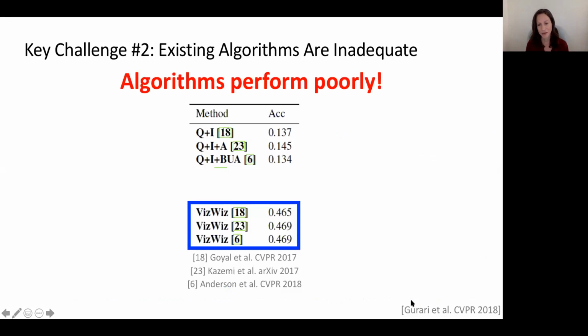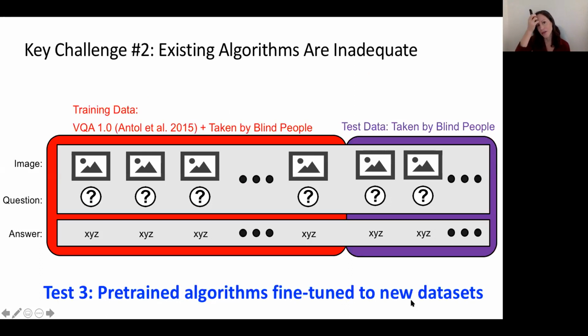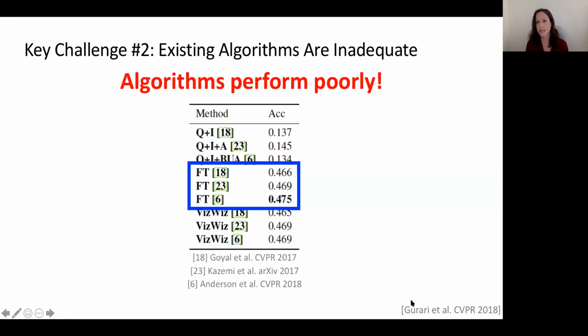Yet again, we found the algorithms perform quite poorly. So this tells us that not only is the data a problem, the algorithms are the problem, potentially. And so we examined one final use case because our data set is relatively small, where we used the algorithms that were initially pre-trained on that VQA 1.0 data set, and then fine-tuned those algorithms to our new data from people who are blind. However, we again did not see much improvement. Okay, so at the time we found algorithms perform poorly.